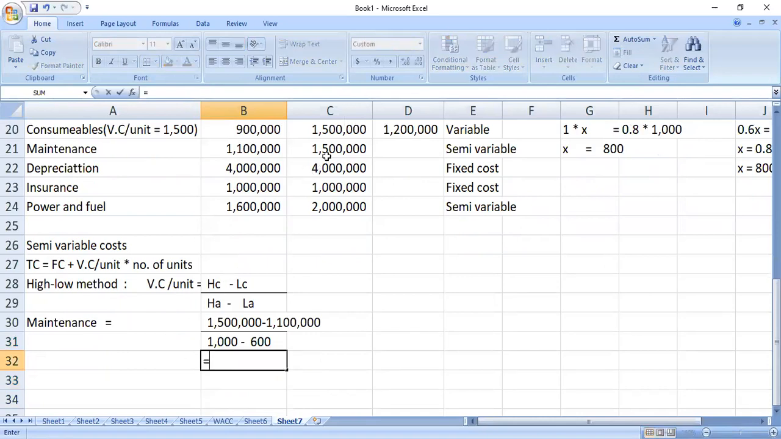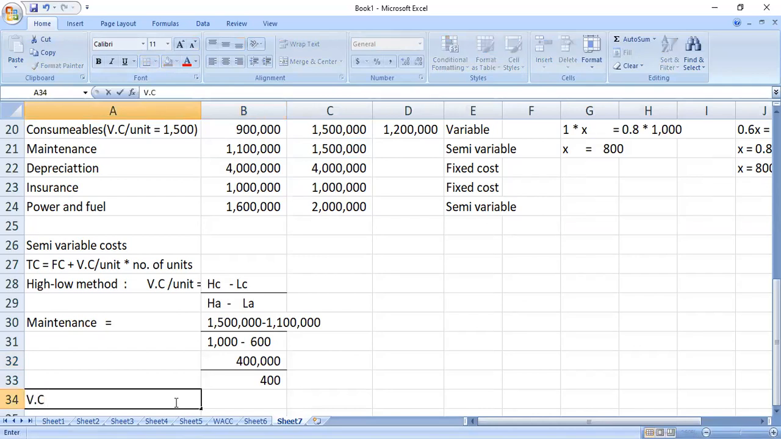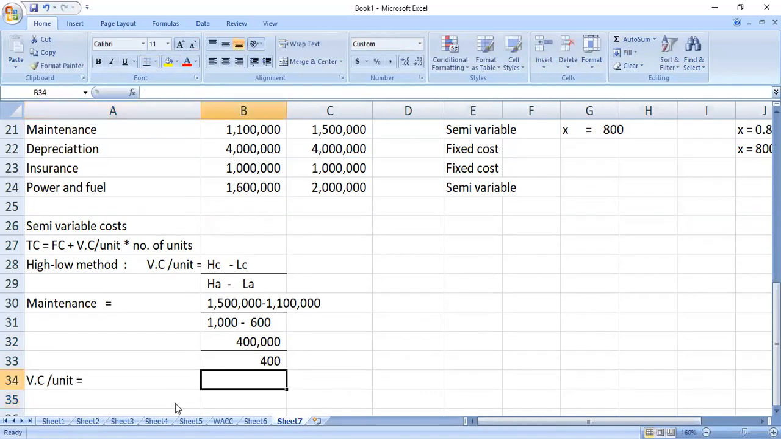Okay, so if I just get the answer from here, we're saying this minus that, you get this. Then 1,000 minus 600, you get 400. Then officially our variable cost per unit is going to be equal to what's above divided by what's down, which is 1,000. So our variable cost per unit is 1,000.